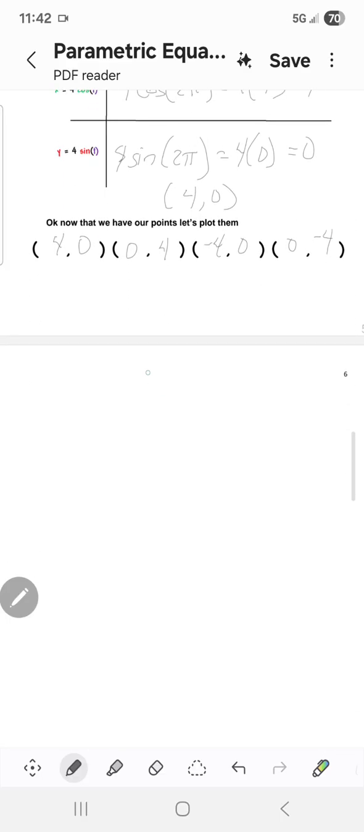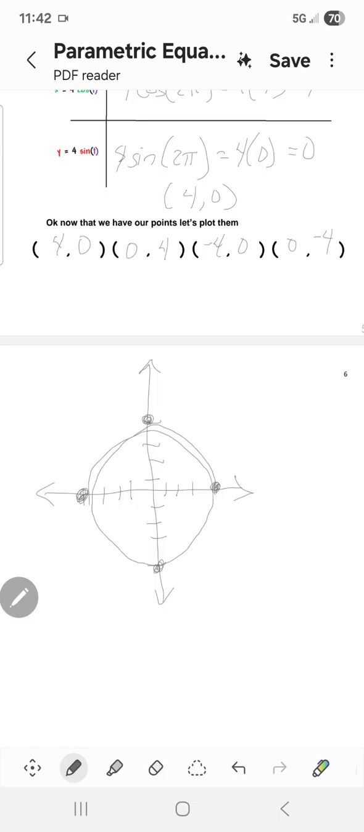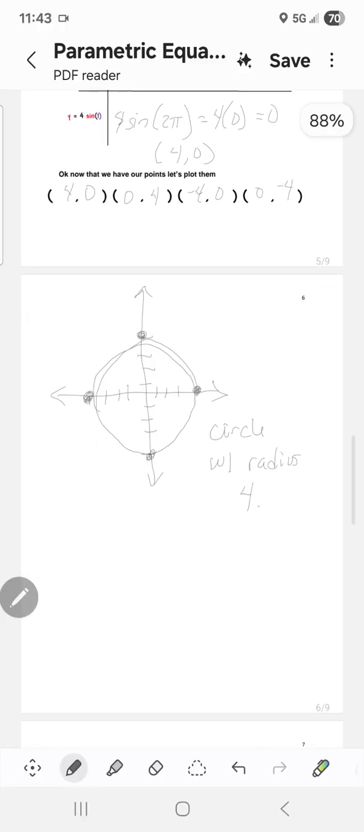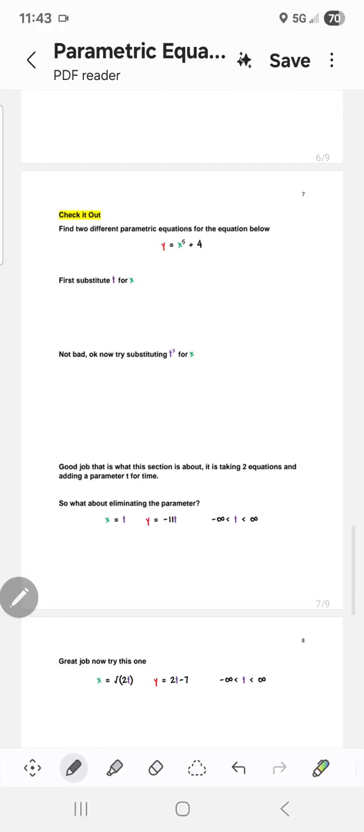So basically, let's look at this. We're going to graph these, and you know what it's going to look like. 1, 2, 3, 4: 4, 0. 1, 2, 3, 4: 0, positive 4. 1, 2, 3, 4: negative 4, 0. 1, 2, 3, 4: 0, negative 4. This is a circle. It's a circle with radius 4. And we should have figured that one out because we are working with trig functions, obviously, and we're going around the unit circle, finding our values.